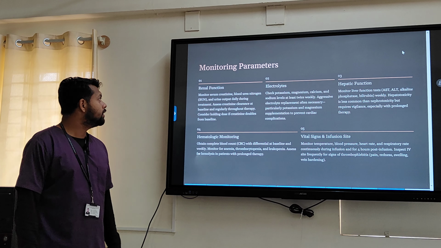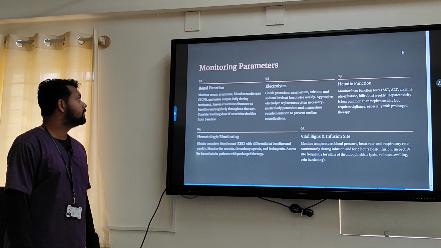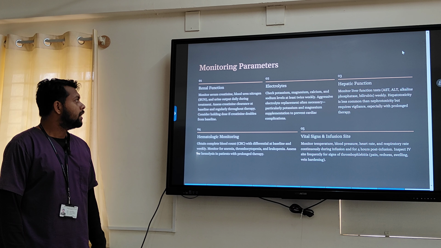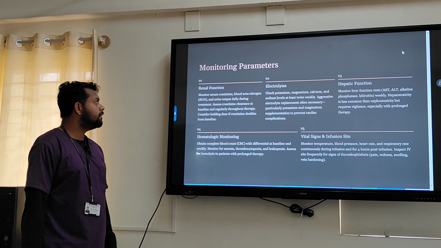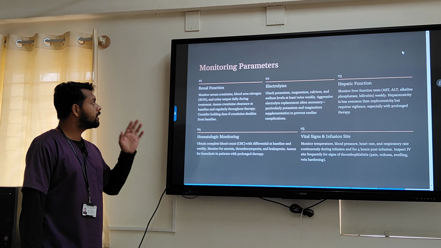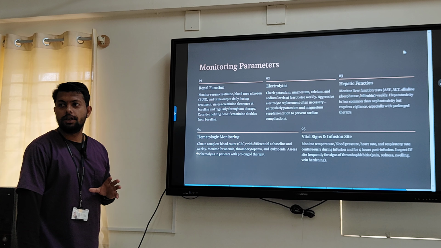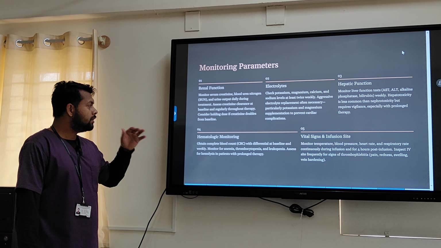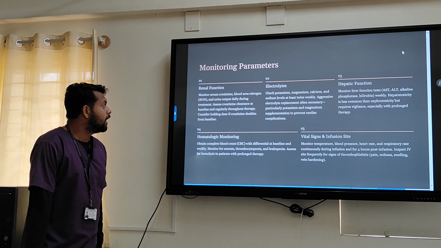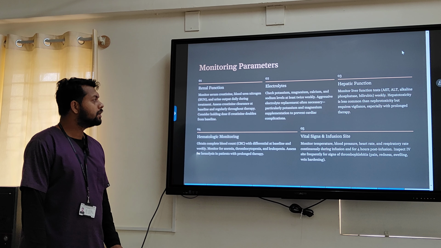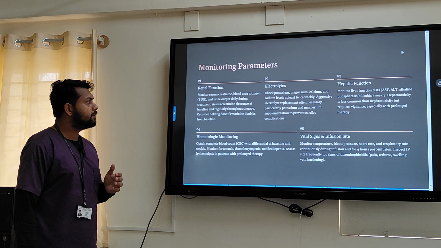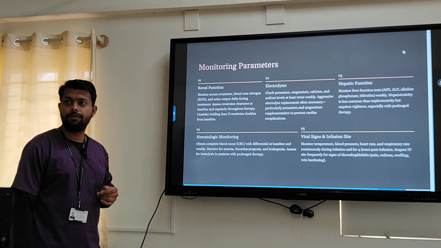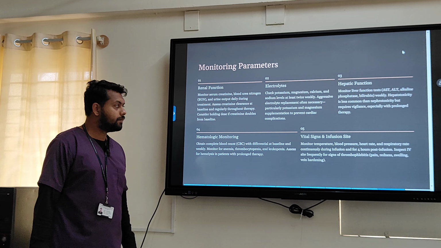So for monitoring parameters, we should see the renal function, that is serum creatinine, blood urea nitrogen, urine output daily during the treatment, and assess the creatinine clearance. Basically in renal function, the drug dose is determined on the basis of creatinine clearance. So they will check mostly the creatinine. And the next is electrolytes. They will check potassium, magnesium, calcium, and sodium level at least twice weekly, as recommended in the monograph.